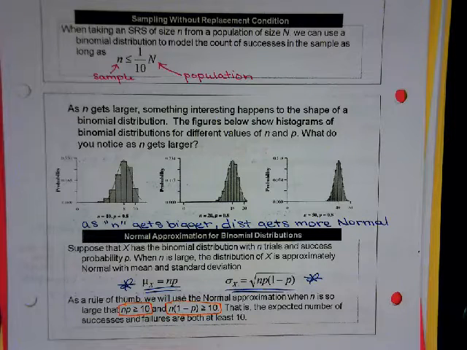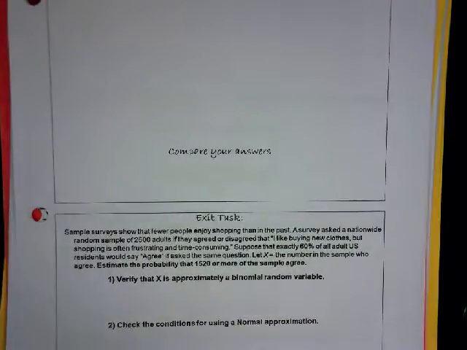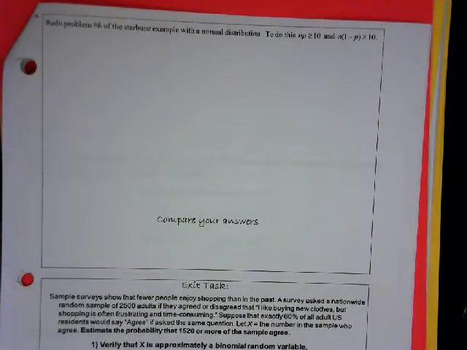So we're going to take that Starburst example and show that we can use normal CDF and get approximately the same answer. So we're going to redo it with a normal distribution. To do this, we have to show these two things. So we check these conditions to make sure they're true.